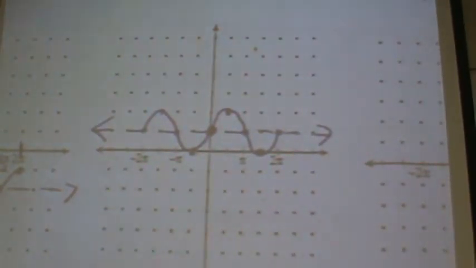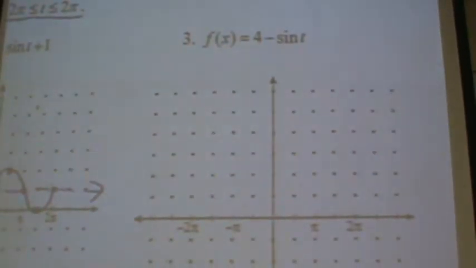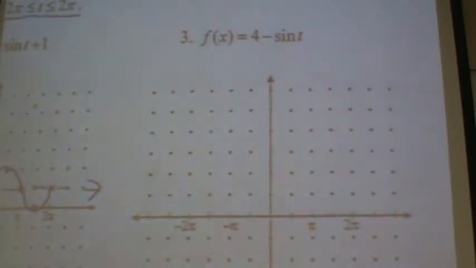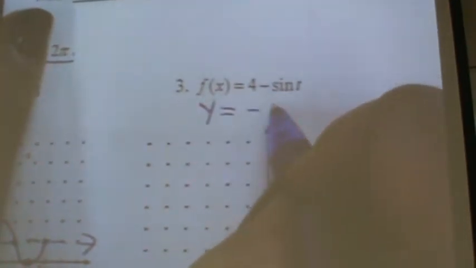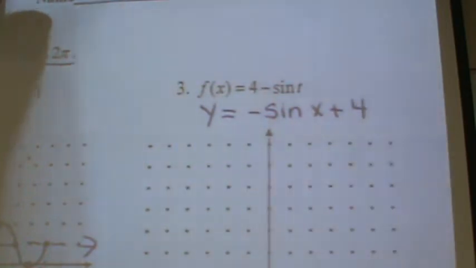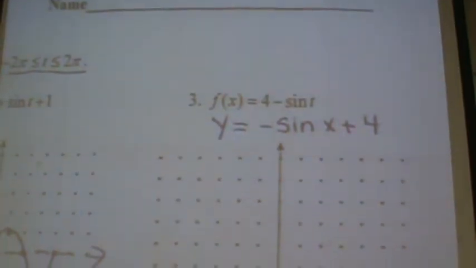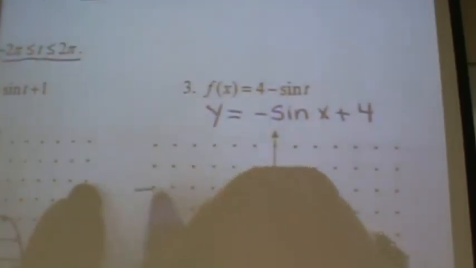Number 3 is written to confuse you. Can you fix it the way it's written? Anyone? Negative sine, x plus 4, or t plus 4. Yep. You got it. So where's your new x-axis? At 4, which is right here.